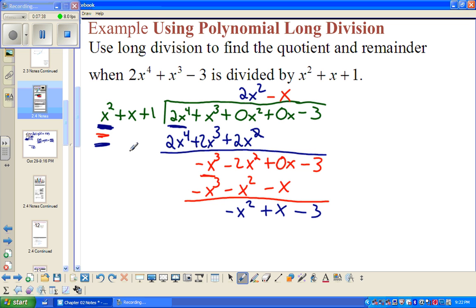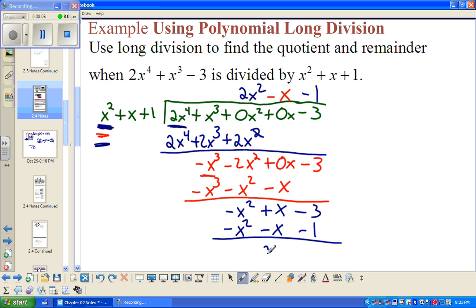Do it again. Here we go. I've got x squared. What do I have to multiply it by to get negative x squared? Well, minus 1. Minus 1 times x squared is negative x squared. Minus 1 times x is minus x. Minus 1 times 1 is minus 1. Subtract what I just wrote down. First term canceled out. Perfect.